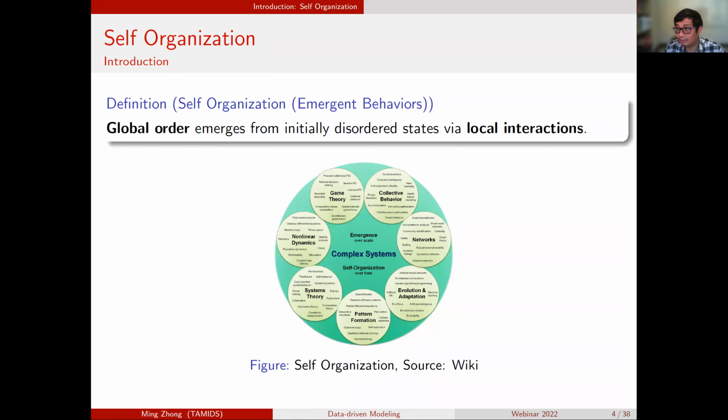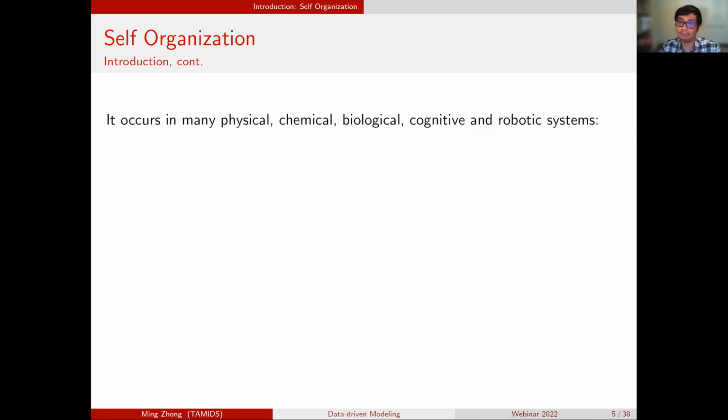Self-organization in itself is a really complicated subject. It encompasses many different areas of research. Today we'll just focus on the collective behavior point of view and also some pattern formation due to self-organization. We want to understand that from the dynamical system point of view, and then use machine learning to actually learn these dynamical systems.